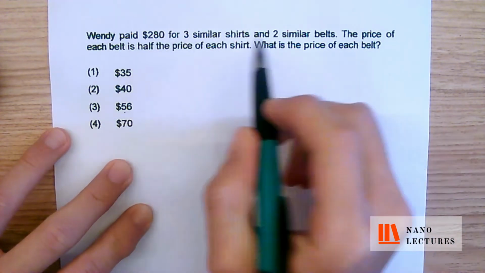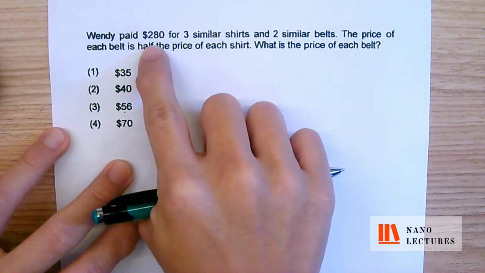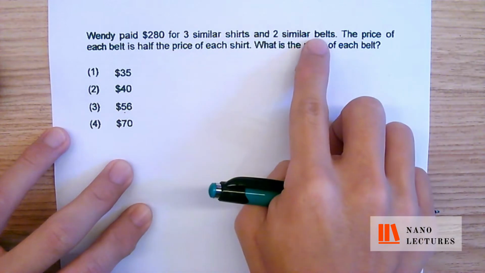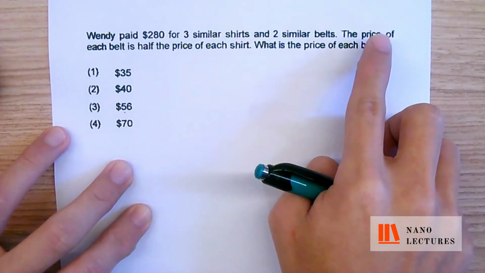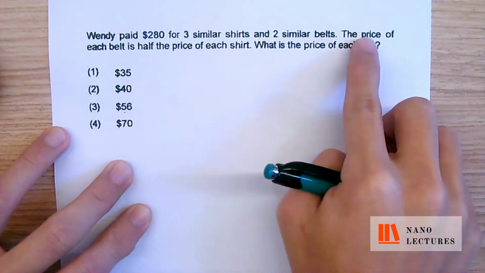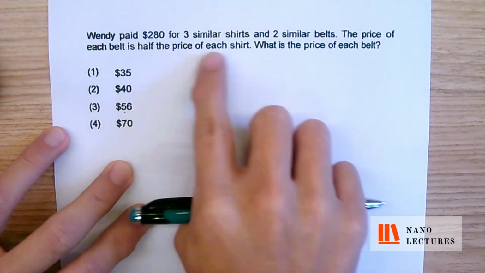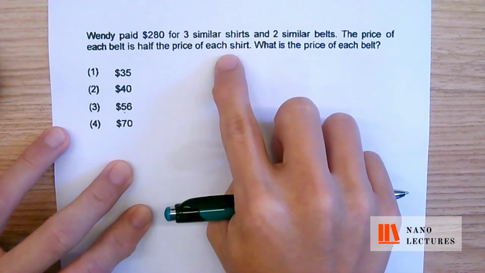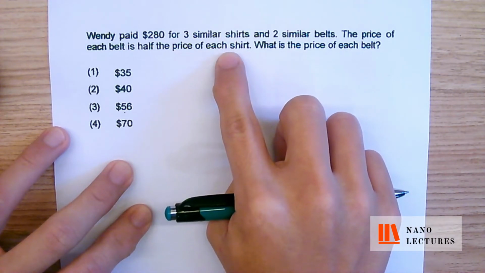Now, over here, we have 2 pieces of information. The first piece of information is that it's $280 for 3 shirts and 2 belts. The second piece of information is that the belt is half the price of each shirt. We will always draw the one with the least unit. So over here is just 1 belt and 1 shirt, right? Here is 3 shirts and 2 belts. So we will always draw the one with the least unit, which is the second one first.